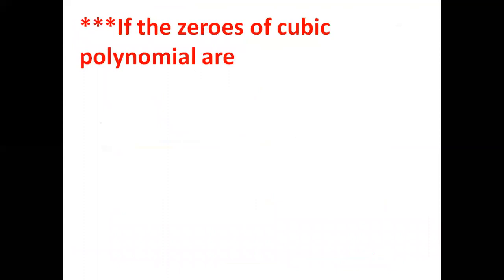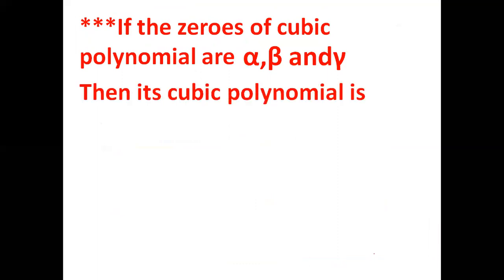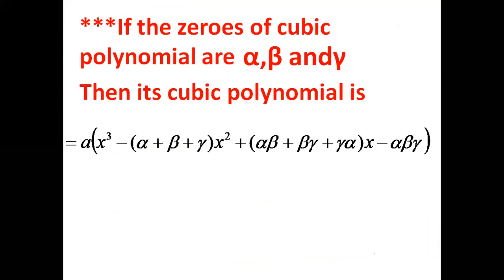So if the zeros of the cubic polynomial are alpha, beta and gamma, then its cubic polynomial is a into x cube minus (alpha plus beta plus gamma) into x square plus (alpha beta plus beta gamma plus gamma alpha) into x minus alpha beta gamma. You have to remember this.